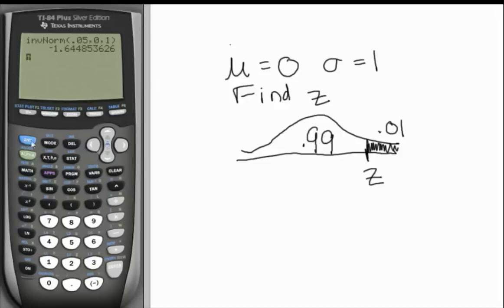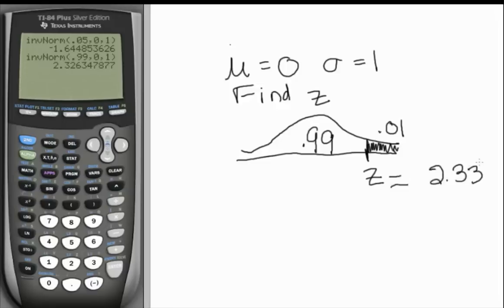So again, second, inverse norm, area to the left, 0.99, and then again mu is 0, sigma is 1, and we get, rounding to 2 decimal places, that our z equals 2.33.